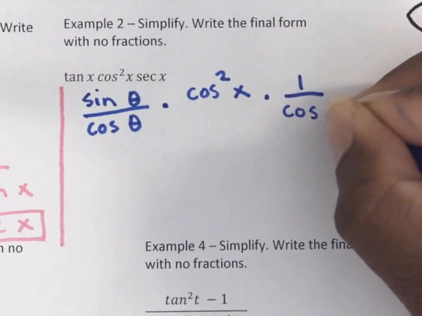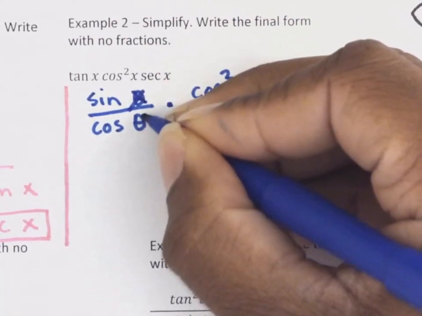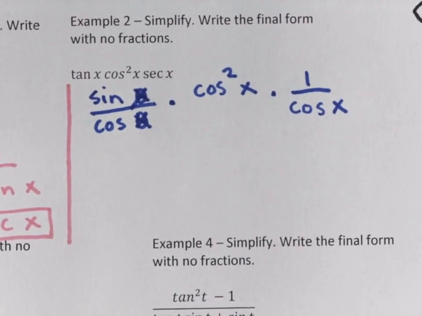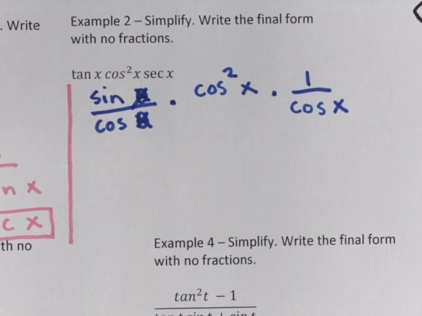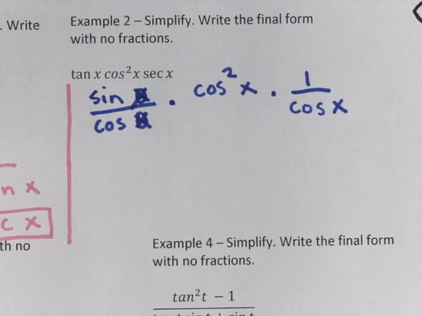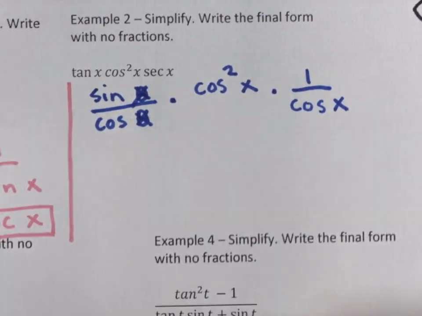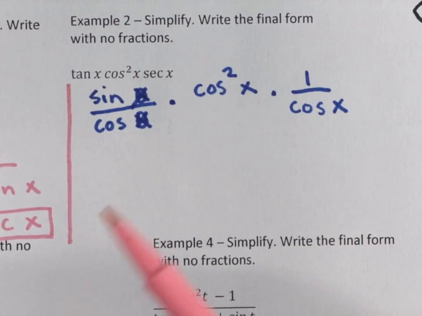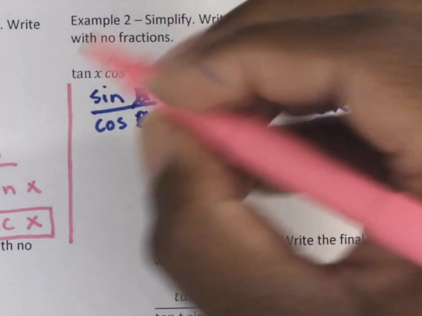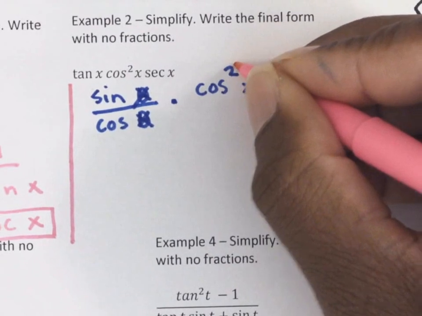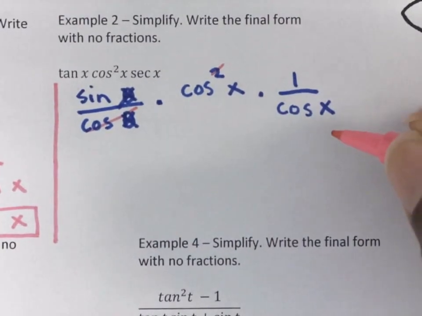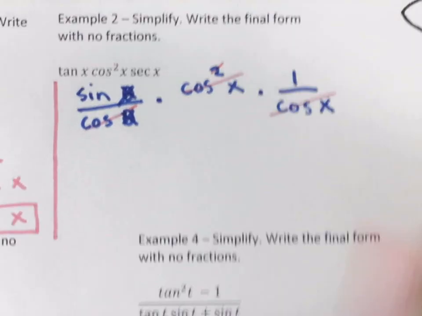I'm sorry I keep changing it up. It should be x. Or maybe I'll do a block: sine block divided by cosine block. All right, anything cancel? I guess you could take one cosine and cancel it with the other cosine. I can cancel those two out completely.